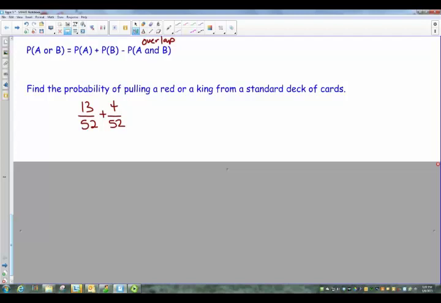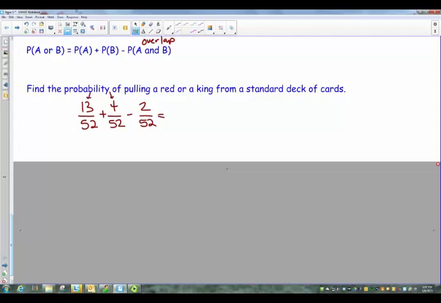Now, ask yourself, is there an overlap? So basically, is there a red king? And the answer is yes. There are 2 red kings. So we have to take away those 2 red kings because they occur here and they occur here. We can't count them twice.